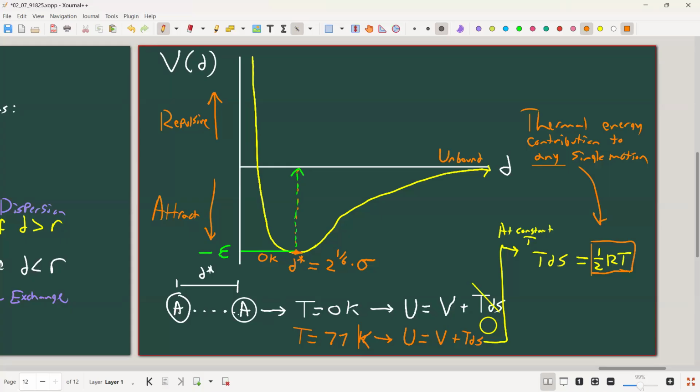So now the energy of our molecules is being bumped up higher by a unit of 1/2 RT as we crank up the temperature. So let's say now at 77 Kelvin.